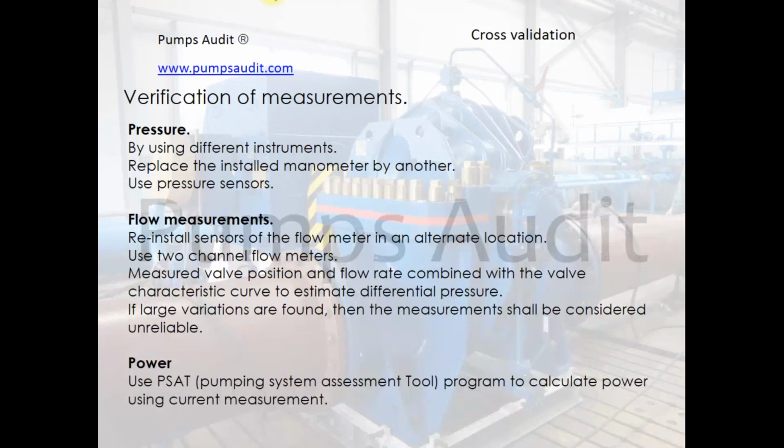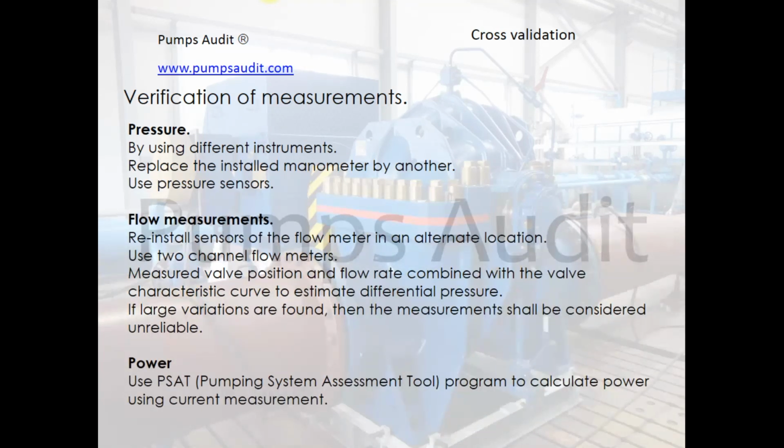Verification of measurements can be accomplished through the use of multiple instruments. For example, pressure measurements can easily be verified with an alternative pressure instrument or gauge. Flow measurements can be verified by reinstallation of the sensors of the flow meter in an alternative location. Using two-channel flow meters, using measured valve position and flow rate combined with the valve characteristic curve to estimate differential pressure. If large variations are found, then the measurements shall be considered unreliable.